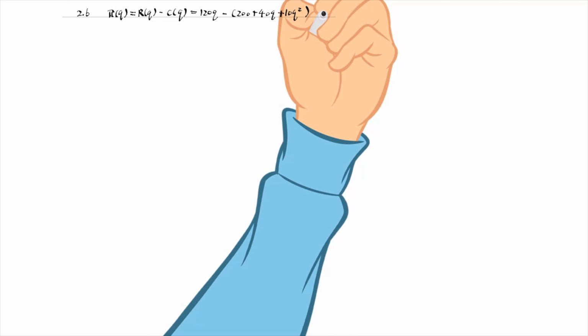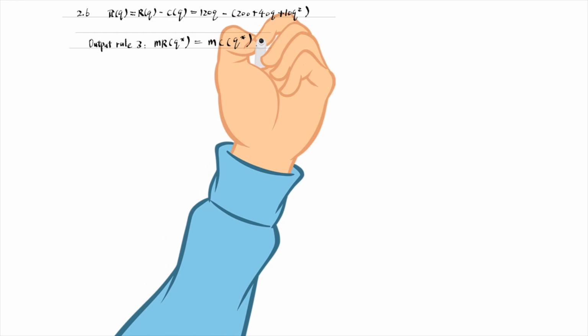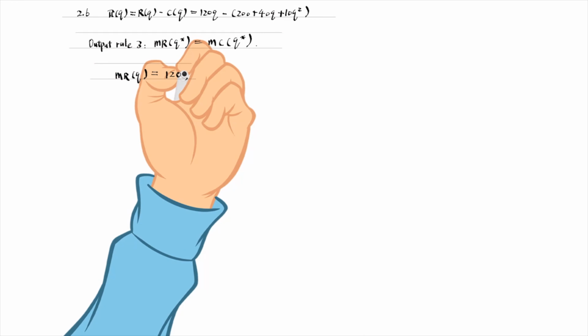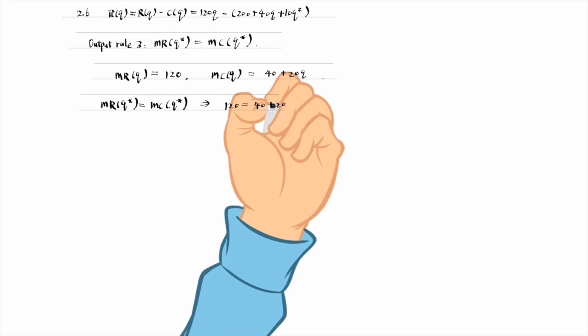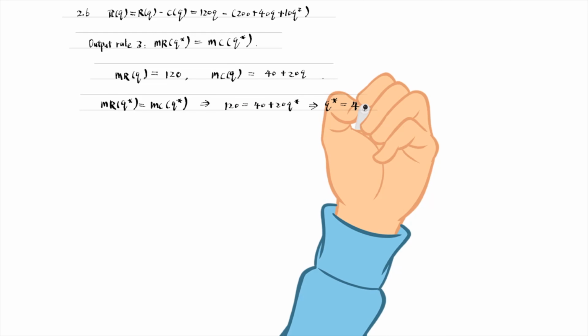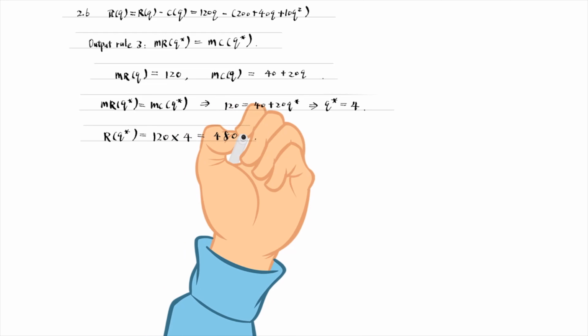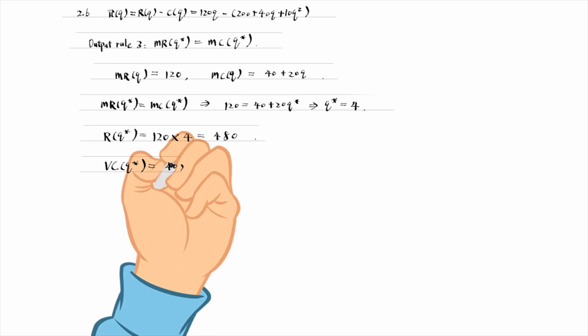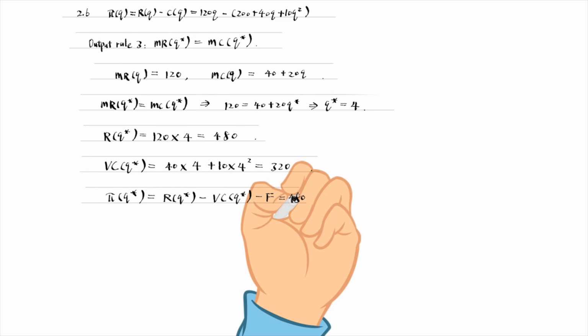We use one of the output rules to choose the output level to maximize its profit. A firm sets its output where its marginal revenue equals its marginal cost. The profit maximizing output level is 4. The firm's revenue at this output level is 480. The variable cost is 320. The firm's economic profit is minus 40.